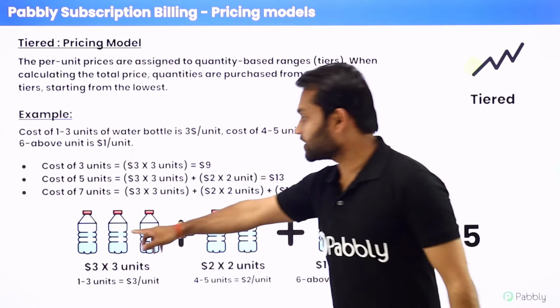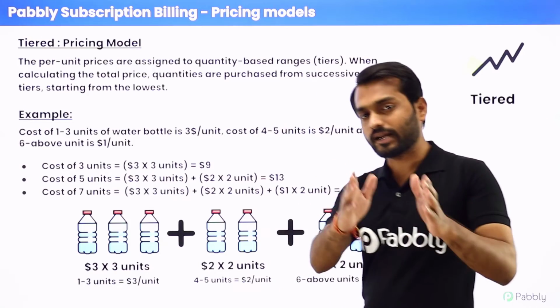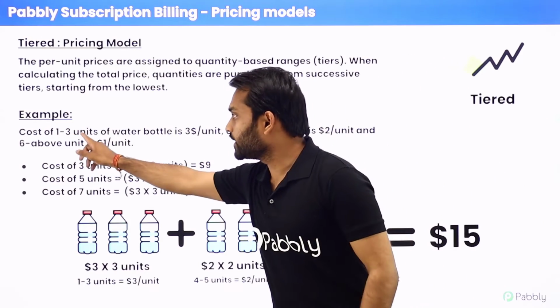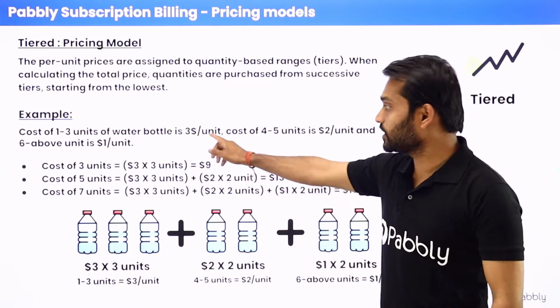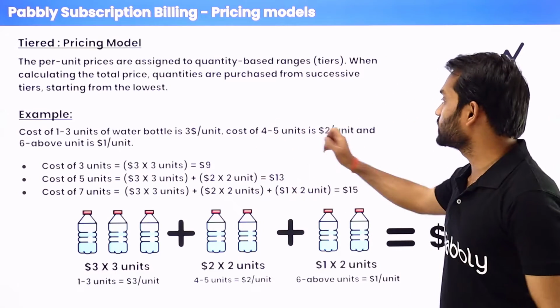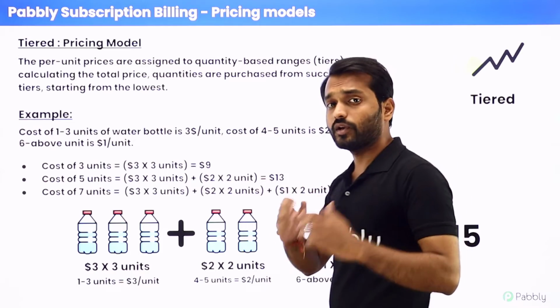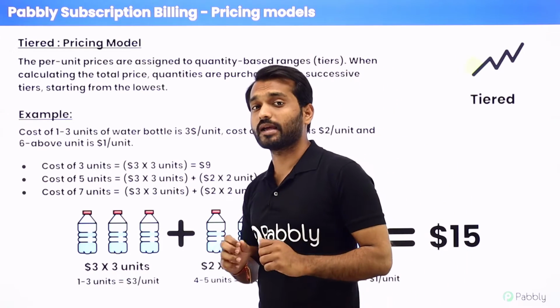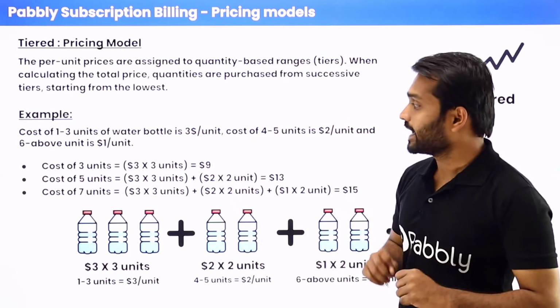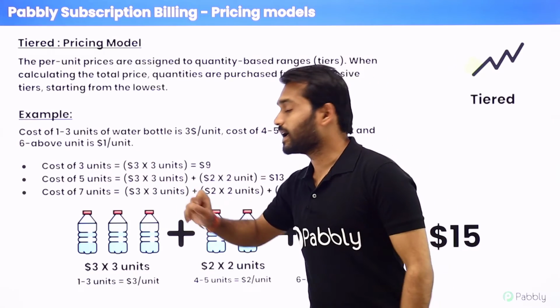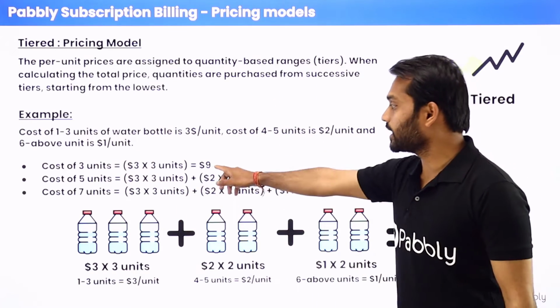Let's say we manufacture water bottles and we have set ranges from 1 to 3 units with the per unit price as $3, and for 4 to 5 units with the per unit price as $2, and from 6 units and above with the per unit price as $1. Now, if a customer purchases 3 units, then he'll be charged a total of $9.